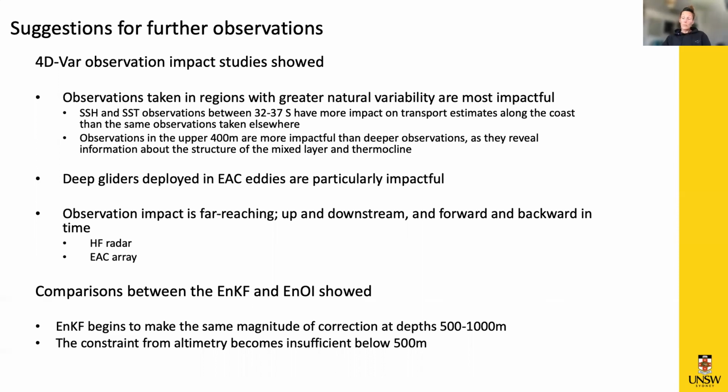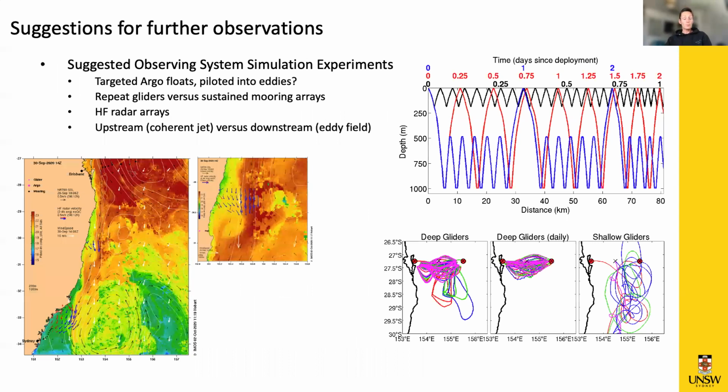In the global system, comparisons between an ensemble Kalman filter data assimilation system and ensemble optimal interpolation showed that EnKF begins to make the same magnitude of correction at depths below 500 meters, indicating that the constraint from altimetry becomes insufficient below 500 meters. So in light of this, we might suggest targeting Argo floats or piloting Argo floats into eddies to better represent the depth of eddies.